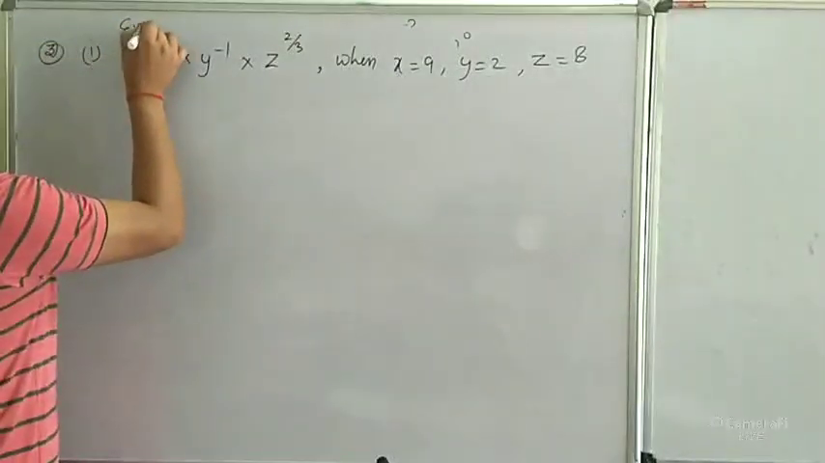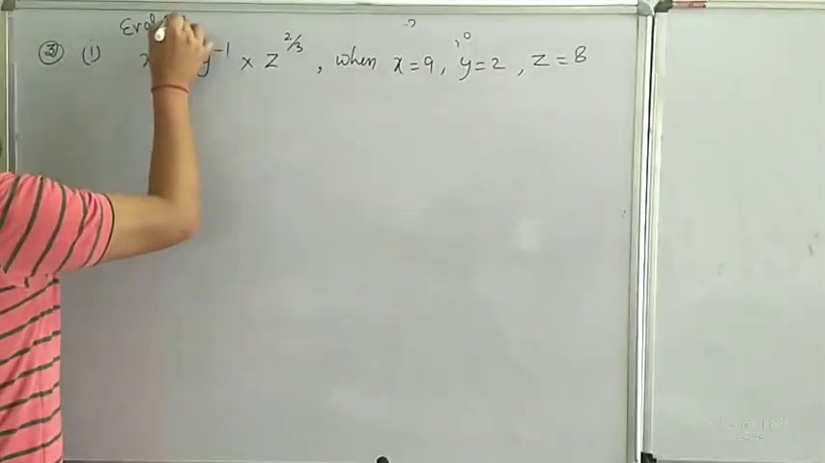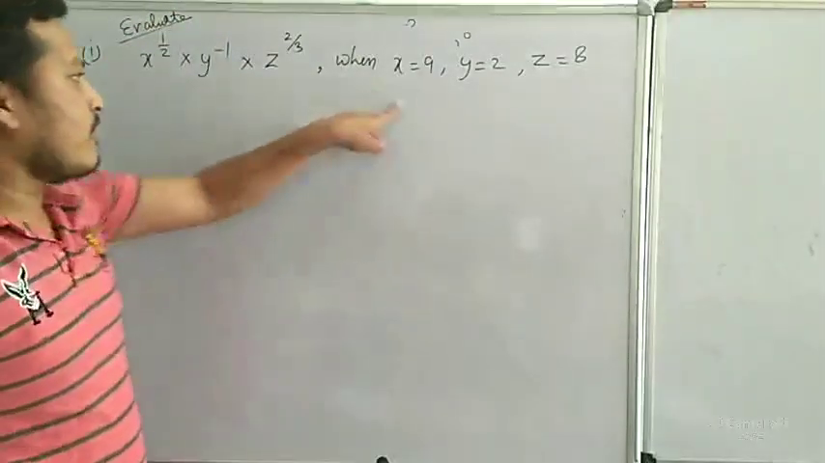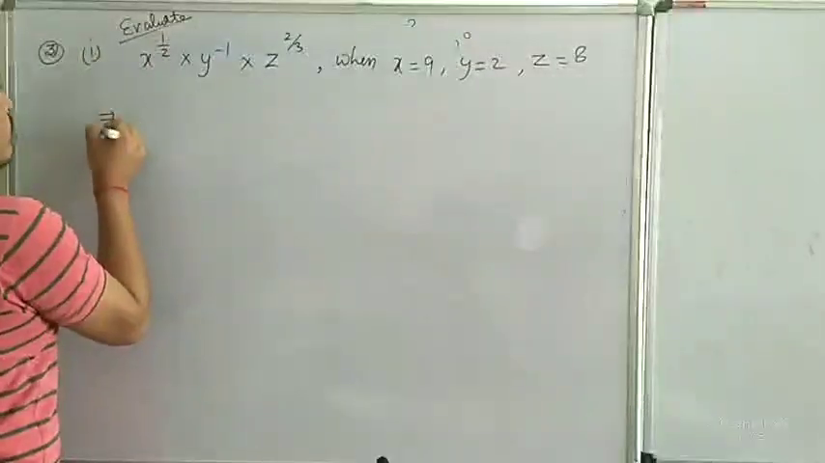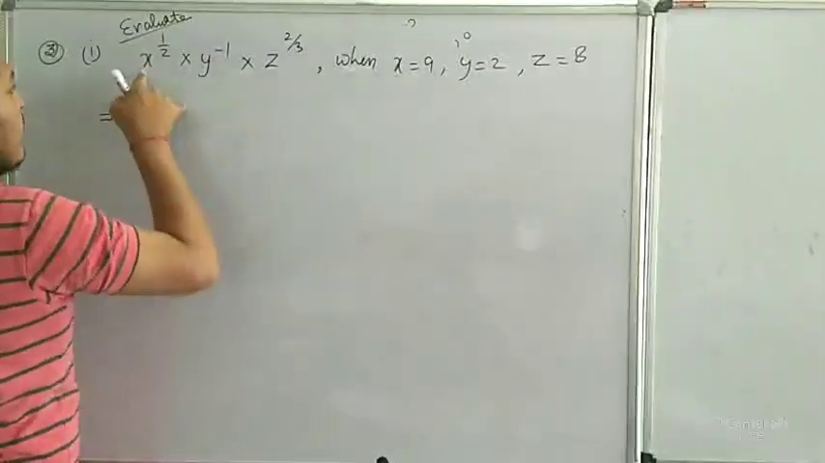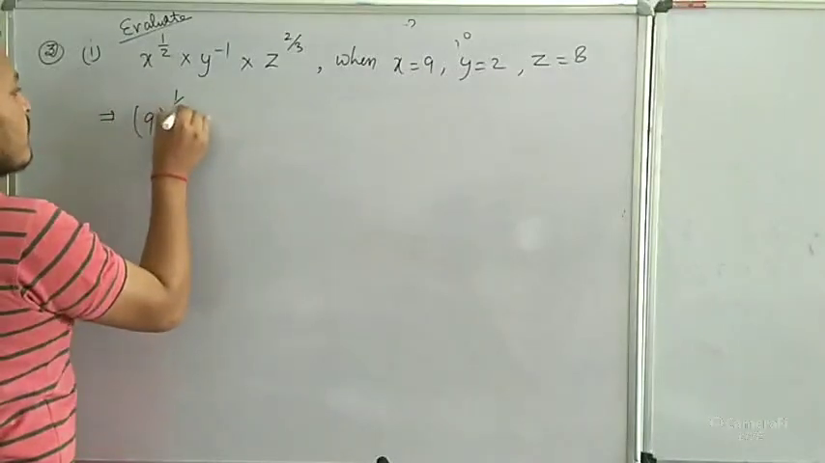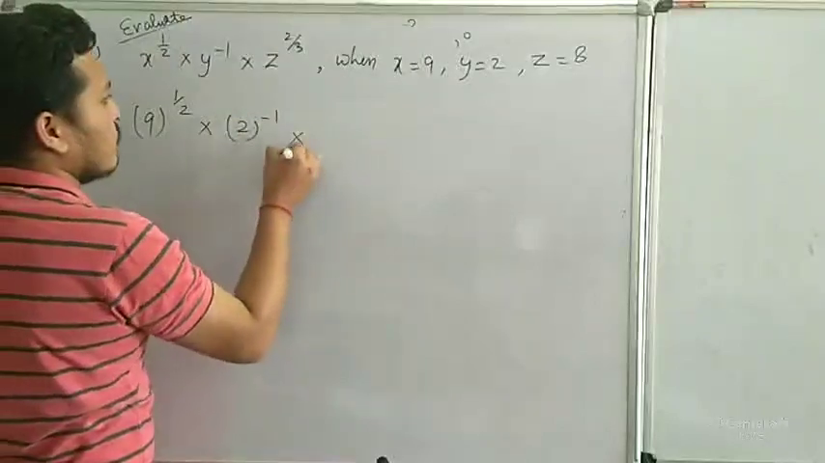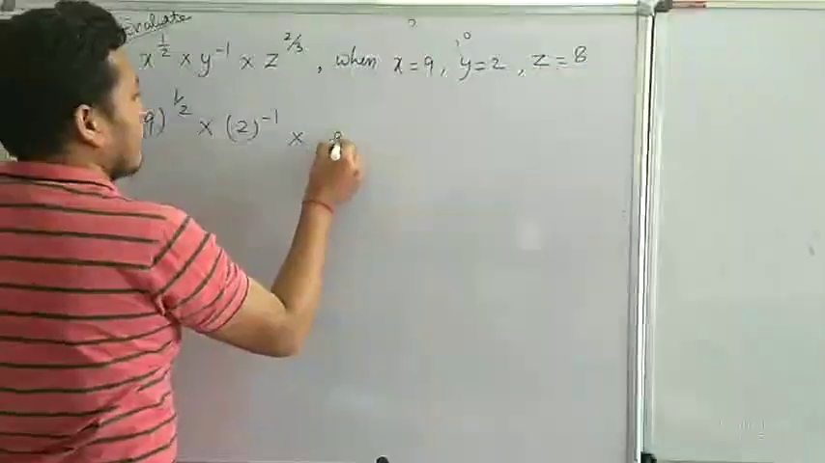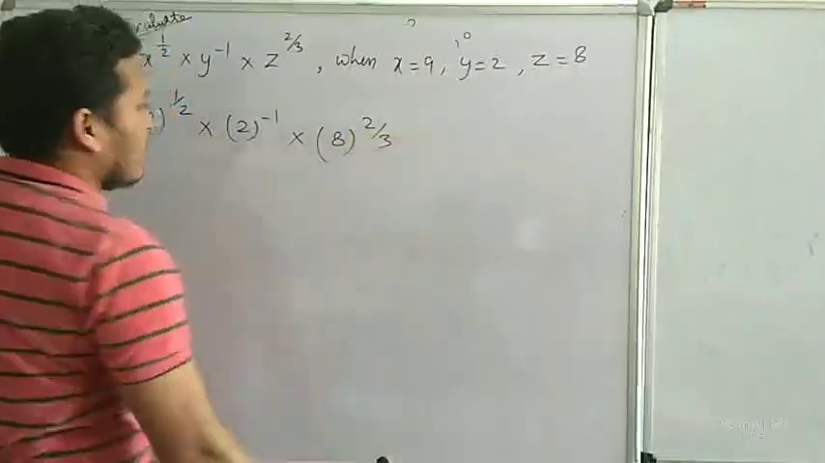The question is evaluate. So how can we evaluate? We have been given the values of x, y, z. So substitute the values of x, y, z in the given question. When we substitute the values, x is equal to 9, so 9 whole to the power 1 by 2, into y. Y is 2, so 2 to the power minus 1, into z. The value of z is 8. So 8 to the power 2 by 3.